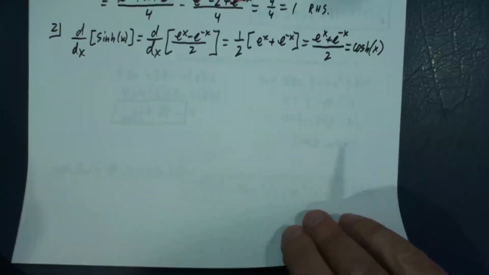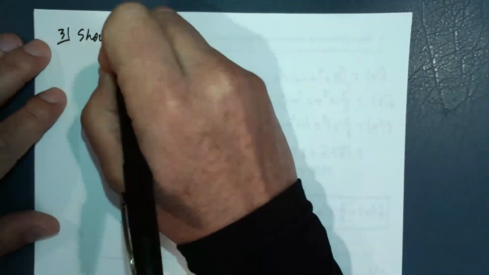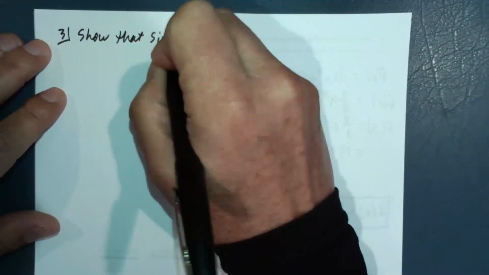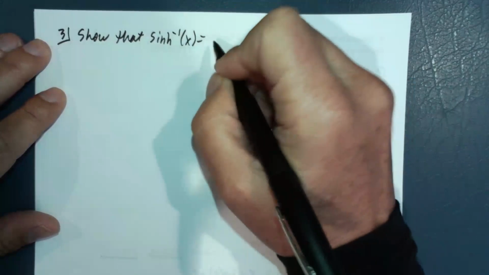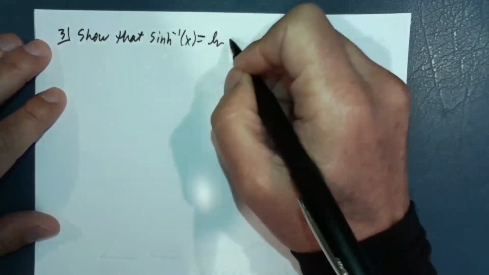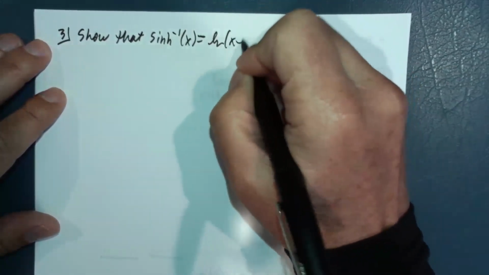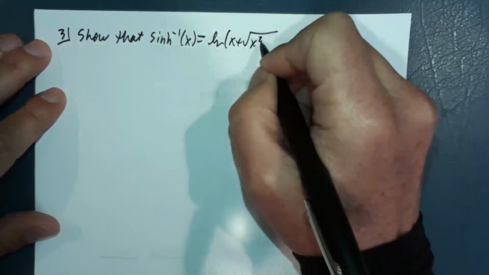Now this next one is a little long. It's going to require a bit of work, so I'm going to actually use a new sheet of paper. And we're going to show that, so this is example 3, that the inverse hyperbolic sine of x is equal to the ln of x plus root x squared plus 1.